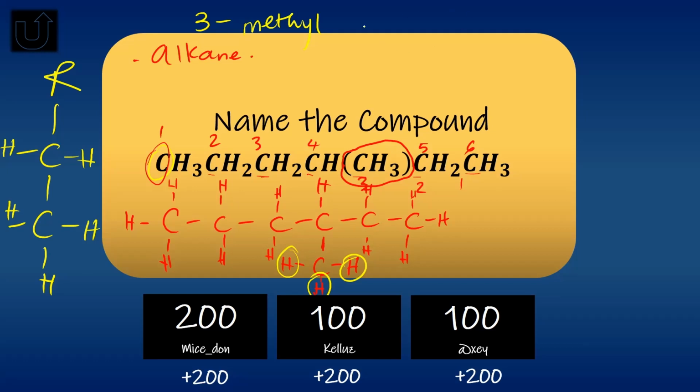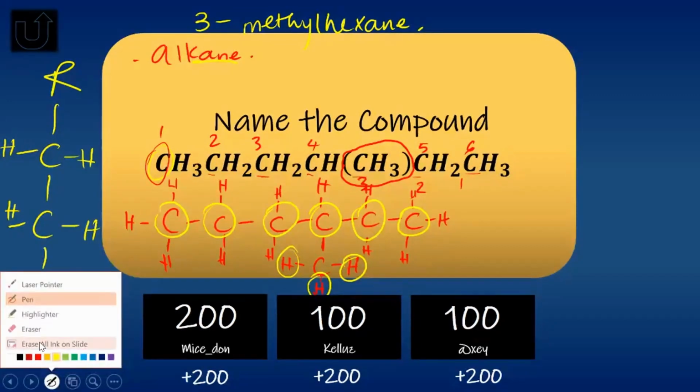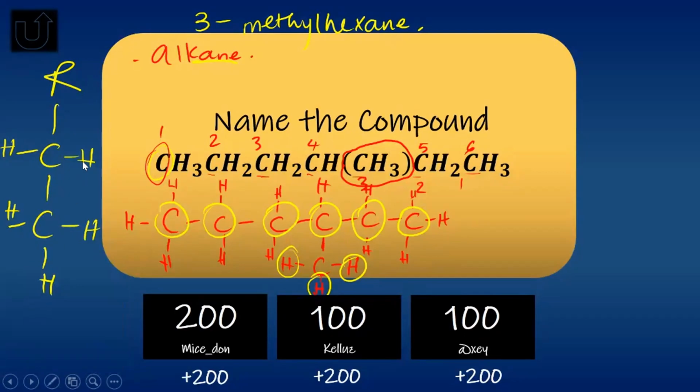So let's then look at the other ones. Yeah, 3-methylhexane, because you said it's a hexane, an alkane. Yeah, and it's 6 carbons. The longest chain is 6 carbons long: 1, 2, 3, 4, 5, and 6. Seeing that? Yes, I'm seeing that. All right, so all this is clear, right? Yes, it's clear. Thank you.